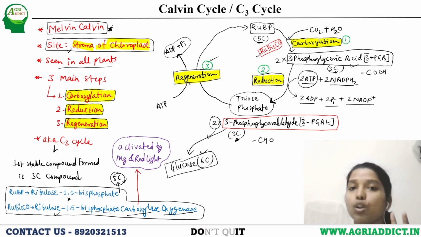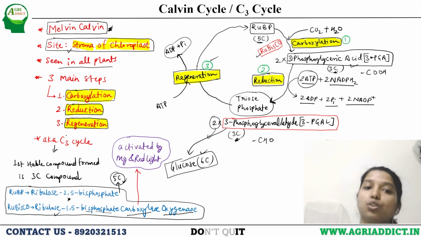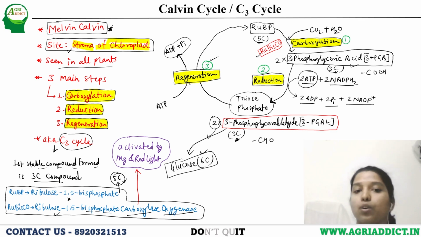This is the whole Calvin cycle in brief. First is carboxylation, second is reduction, third is regeneration. This is also known as the C3 cycle, because the first stable compound formed is a 3-carbon compound. This rubisco enzyme is activated by magnesium and red light. This you have to remember. This is the Calvin cycle or C3 cycle, taking place in the stroma of chloroplast, given by Melvin Calvin.